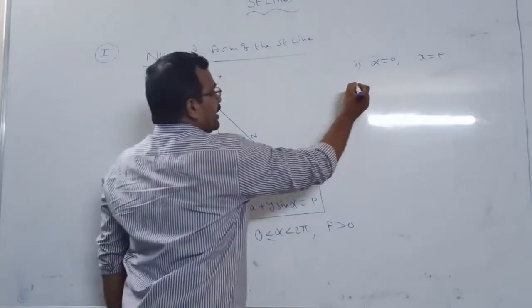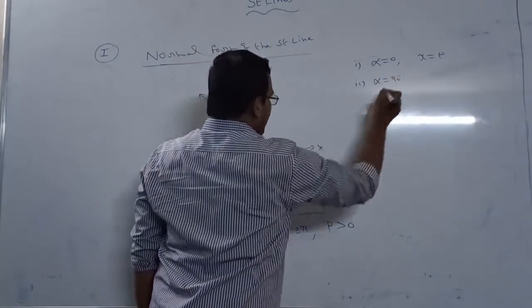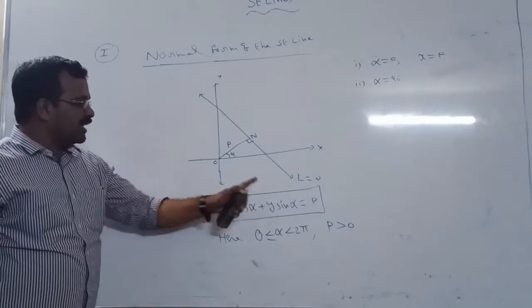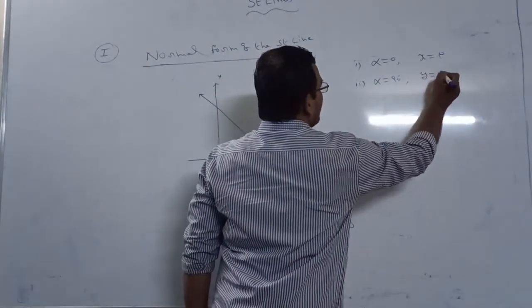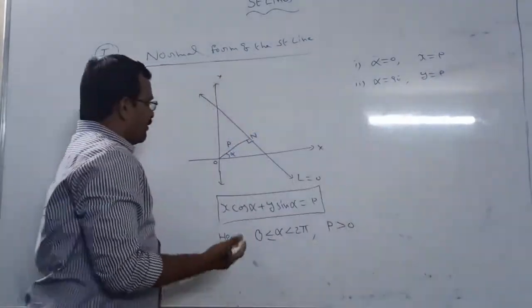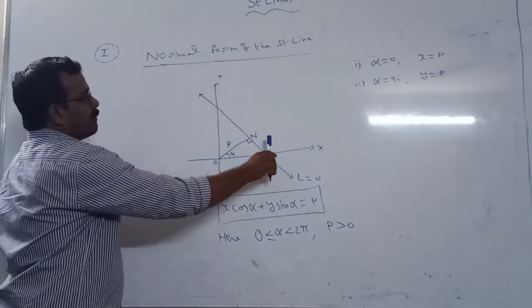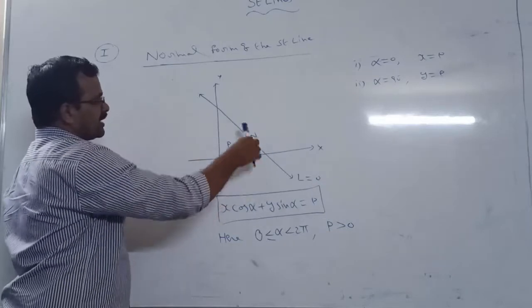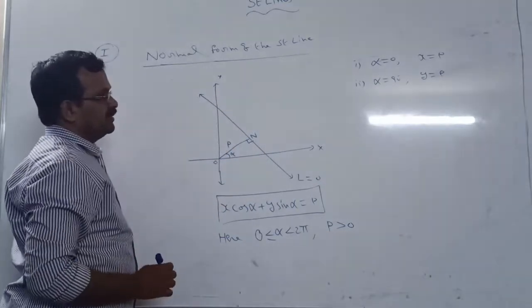In the same way, if alpha equal to 90 degrees, cos 90 is 0 and sin 90 is 1, so the line is y equal to p. When alpha equal to 90, the line L is parallel to the x-axis. That means it is a horizontal line.